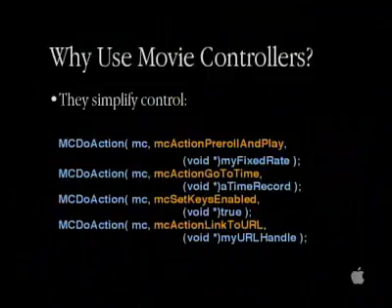So with MCDoAction, you give it your movie controller, then you put in an action, be it mcActionPrerollAndPlay, mcActionGoToTime, SetKeysEnabled, whatever. And then the third parameter becomes your context-specific information, the parameter that you need for that one. For instance, if you want to play your movie using the movie controller, you use mcActionPrerollAndPlay, and then give it a fixed rate to play at.